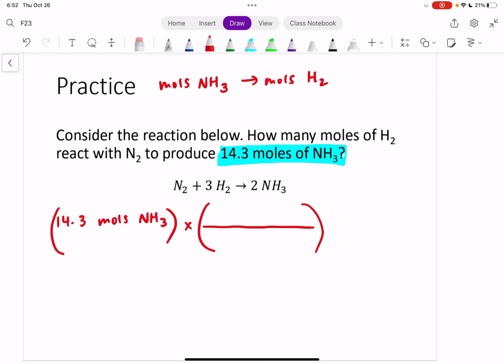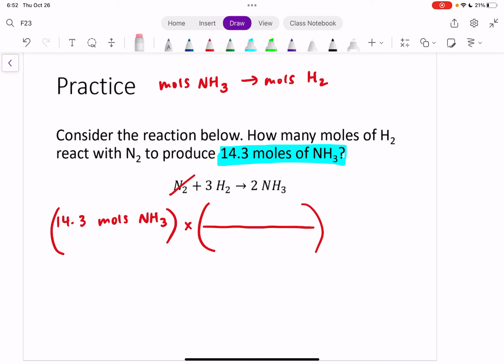The only pieces here that we actually care about are H2 and NH3. The relationship between those two is the only relationship we care about, because N2 is just existing there, right? It's not asking for how many moles of N2 you're going to react. It's just asking for how many moles of H2. So we're going to ignore that one for now and just think about the relationship between these two things.